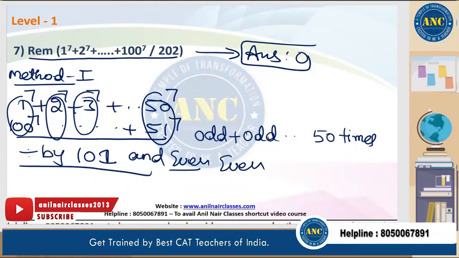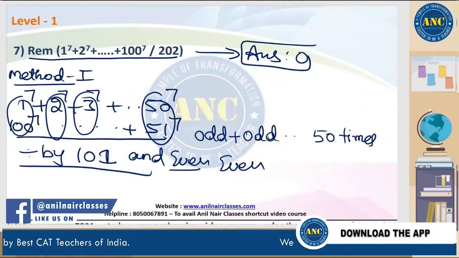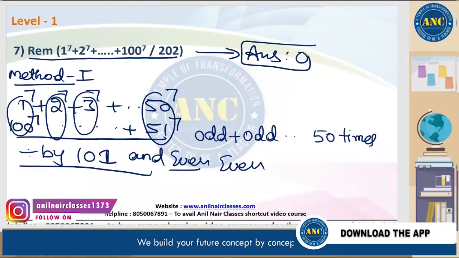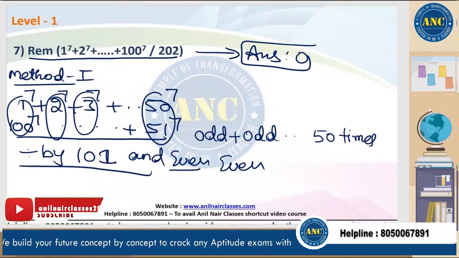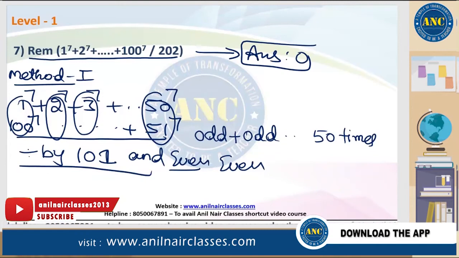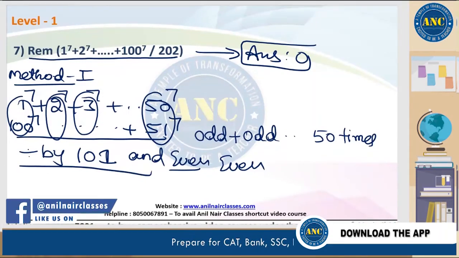First and last, even plus odd is odd. Second plus second last, even plus odd is odd. Odd, odd, odd like that. 50 times I am adding odd. If I am adding odd number 2 times, odd plus odd is even. If I am adding odd number 4 times, odd plus odd is even, plus odd is even. Even plus even is also even. So odd, odd, odd, entire 50 times is even. Are you all with me?